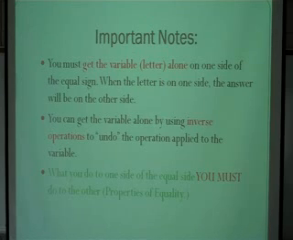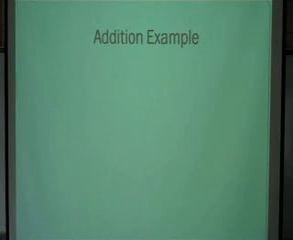The second, you can get the variable alone by using the inverse operations to undo what's being done to the letter. And finally, the most important: what you do to one side of the equal sign, you must do to the other. Properties of equality. We're going to try two of each.